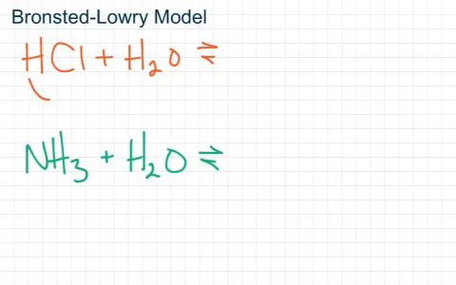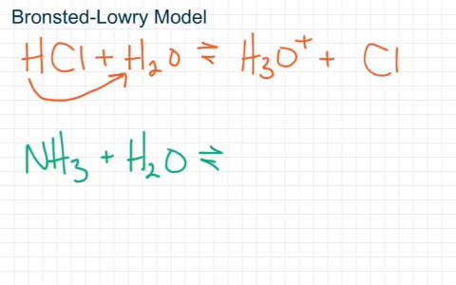So when the hydrogen gets lost from the hydrochloric acid, we see hydronium being created, and then the other product is chloride. So this is a dissolving process that only increases the acidic content of water.